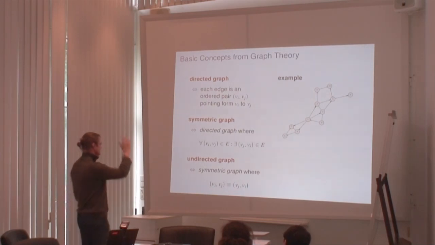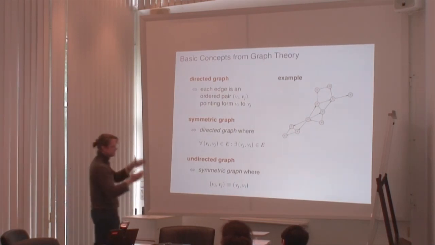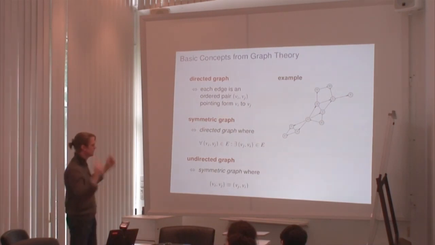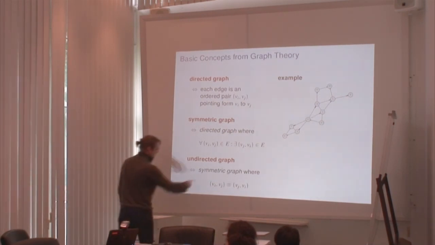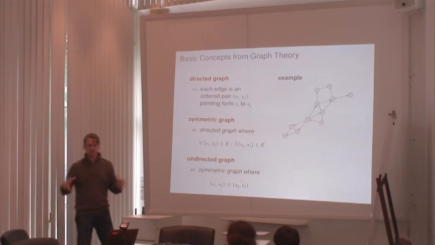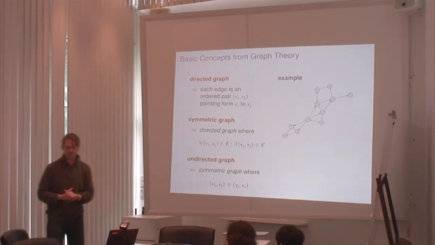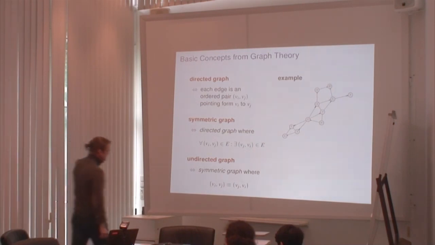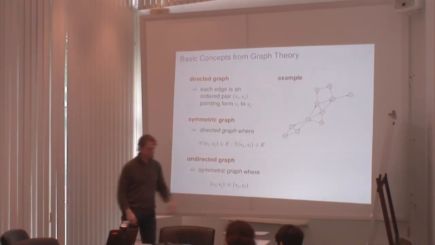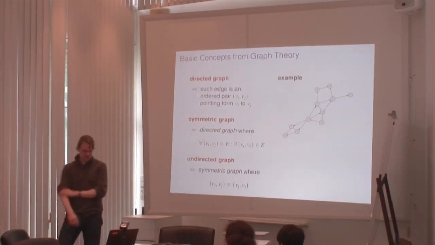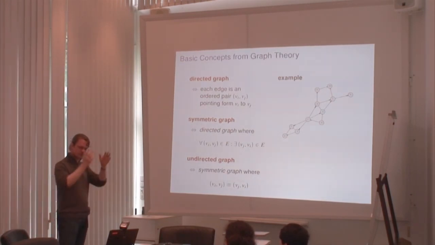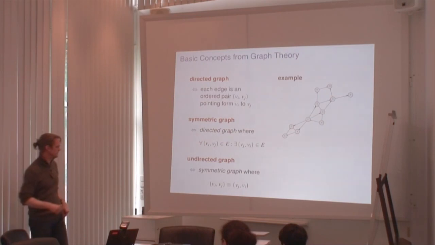Then we can define an undirected graph, because if we have two edges between any two nodes, we can basically define them to be equivalent. So if we say order does not matter, it's a symmetric graph, but order does not matter. These pairs form an equivalence class. In that case we drop the arrowheads. We don't draw two edges, we just draw one, and we call it an undirected graph.